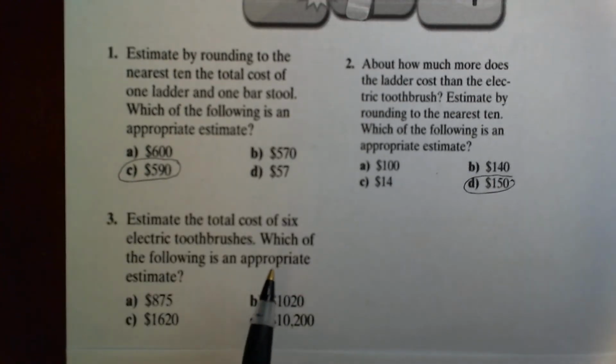In exercise 3, we had to estimate the total cost of 6 electric toothbrushes. Which of the following is an appropriate estimate? From the previous example, number 2, the cost of a toothbrush is rounded to 170 times 6, and 170 times 6 is 1020. Therefore, answer B would be the correct choice.